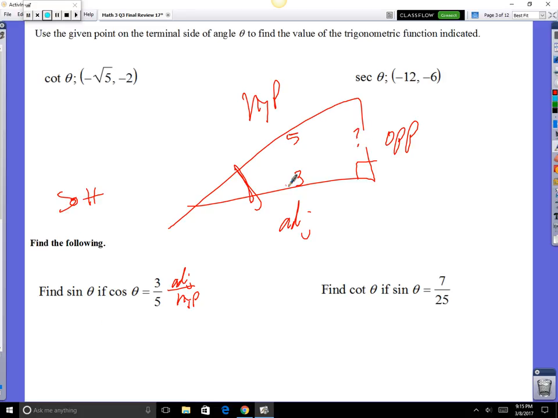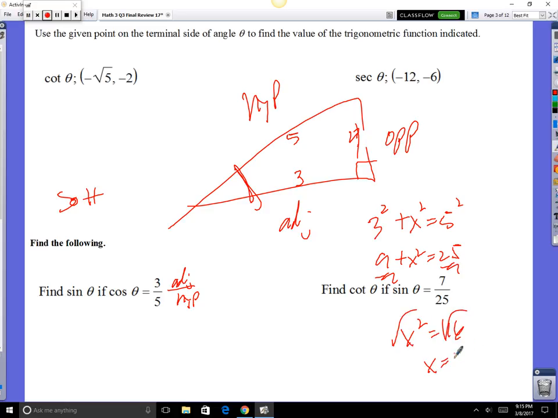And this is the most famous Pythagorean triple. I know it's just going to be 3, 4, 5, because that's one of the rare triangles where all 3 sides are whole numbers. If you don't recognize a 3, 4, 5, you could just go 3 squared plus x squared equals 5 squared. That's a 9, that's a 25, minus 9, x squared is 16, square root, it is 4. So the sine is going to be opposite over hypotenuse. The sine is 4/5.